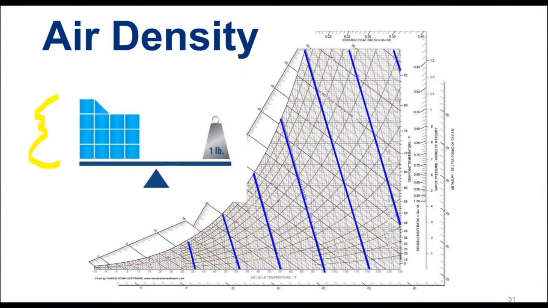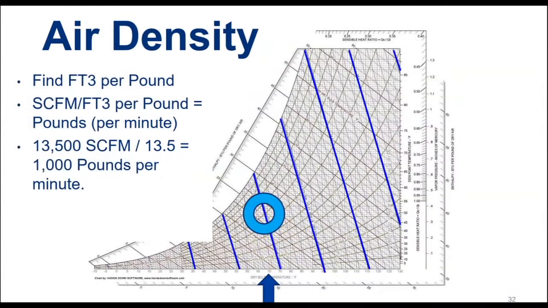In our example, we are going to come up the 70-degree line, 70 degrees dry bulb, straight up. We're going to cross over the 50% RH, and you will see then that we're right on this blue line, which is 13.5 cubic feet per pound. Why did I choose that example? Because I'm not very good at math. 13,500 SCFM divided by 13.5, we're going to be moving 1,000 pounds in a minute of air.